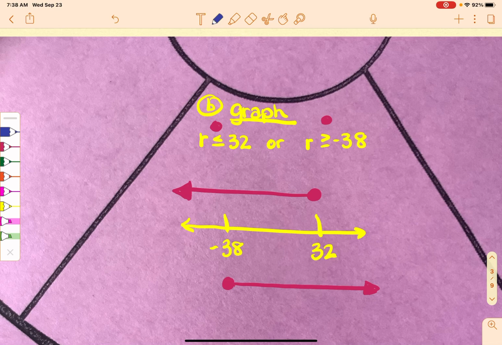Now, because this kind of looks like they share part of the graph, you can see that both of these really have this part of the graph in common. So we have to bring up this negative 38 as a closed circle. Bring 32 down here. This part of the line is what they share in common. That's actually where your answer is. So when you're looking at these, it takes both of these to figure out they share this in common.